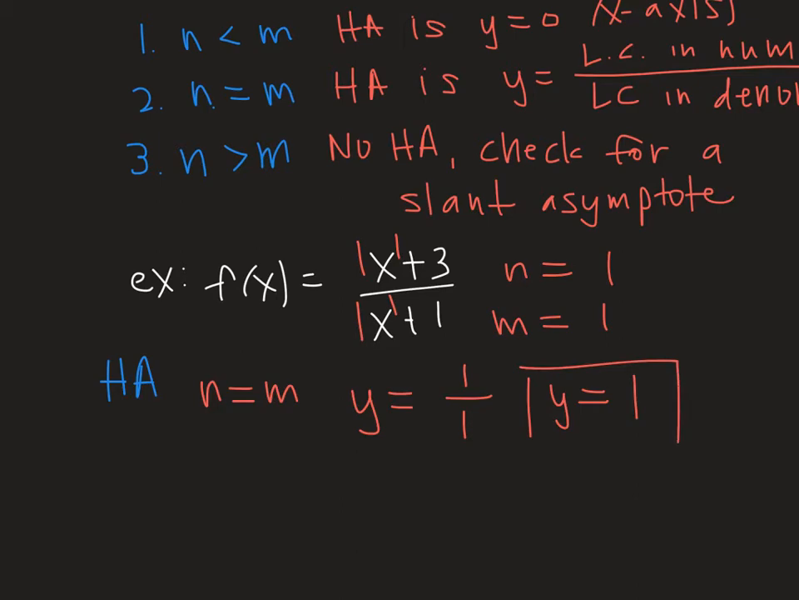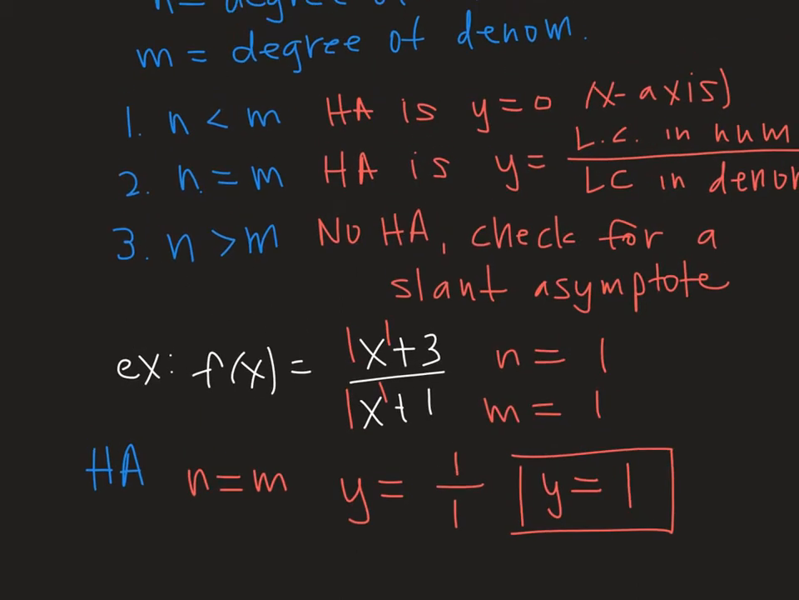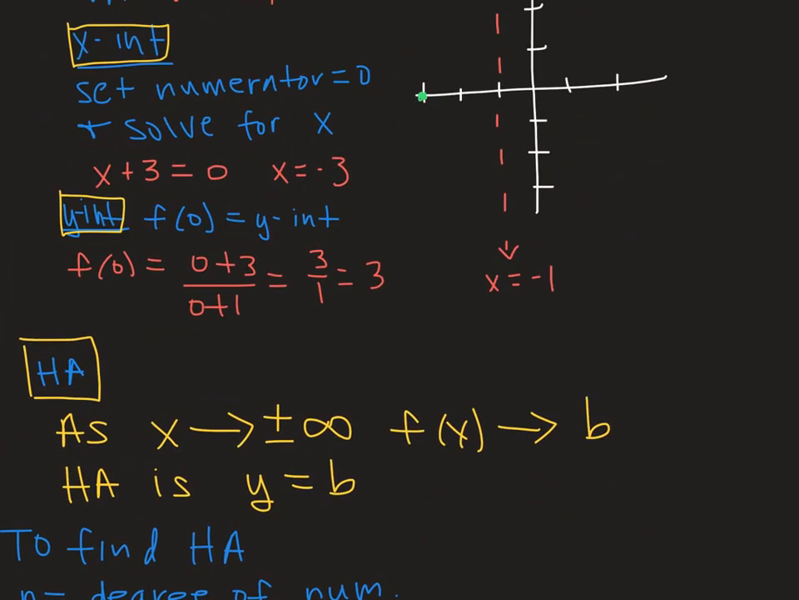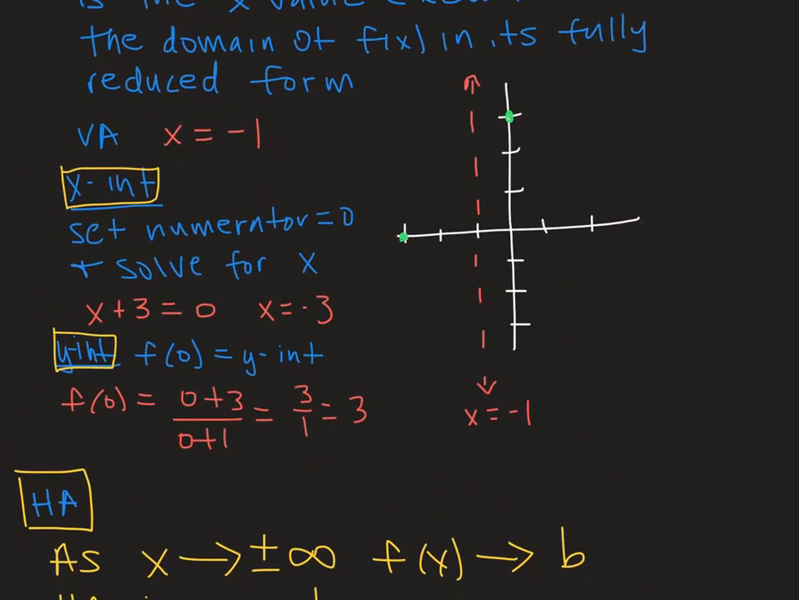We want to put that on the sketch of our graph. So let's go back up here to our graph. Our horizontal asymptote is this horizontal line where the y values are all equal to 1. So y equals 1, just like that.